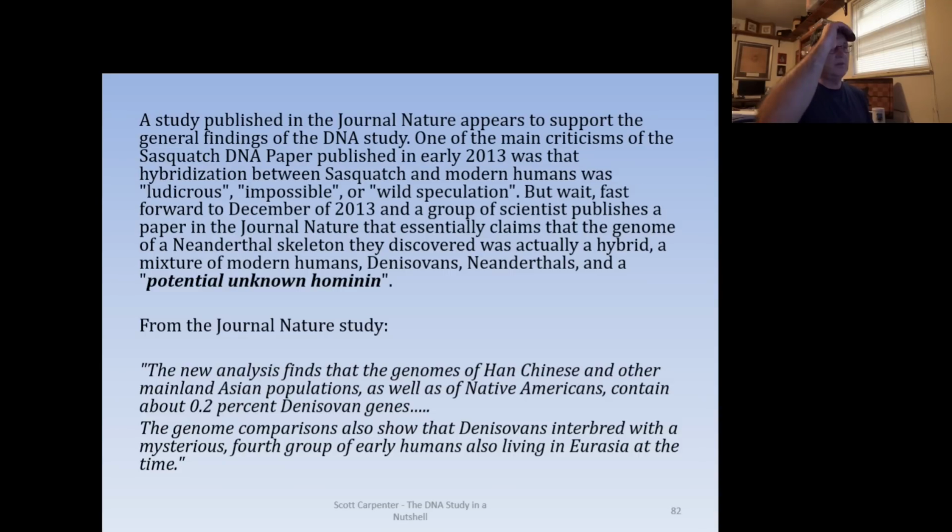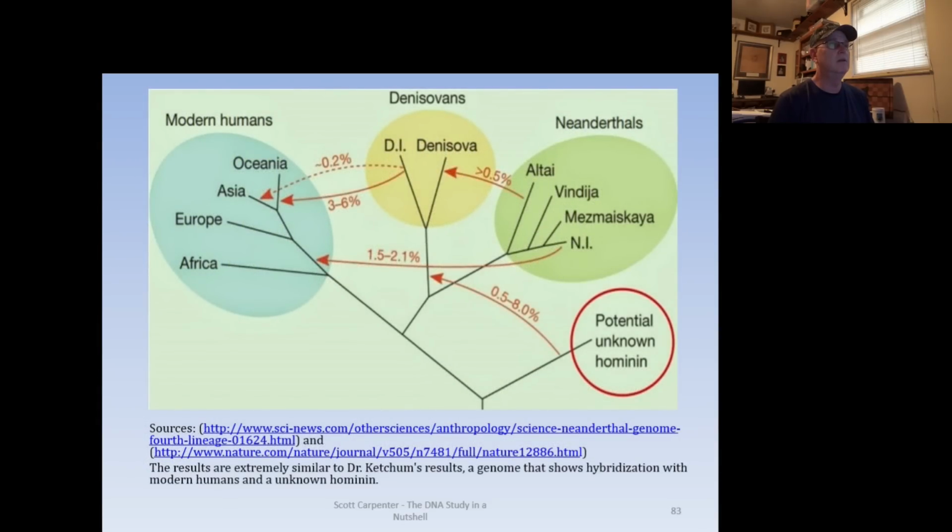And so, from the journal Nature study, the new analysis finds that the genomes of the Hans, Chinese, and other mainland Asian populations, as well as Native Americans, contain about 0.02% Denisovian genes. The genome comparison also showed that Denisovians interbred with a mysterious unknown fourth group of early humans also living in Eurasia at the time. So we have this unknown human that's not in GenBank, they say, and so there was hybridization there. And this is the chart where they show the modern humans, Denisovians, and you can see the potential unknown hominid. The sources.